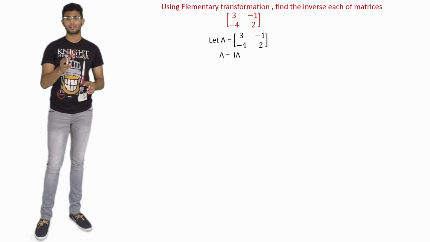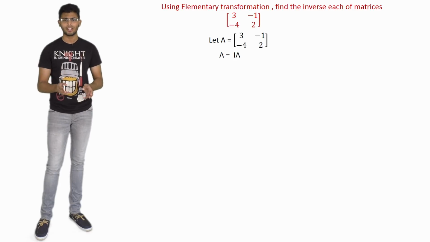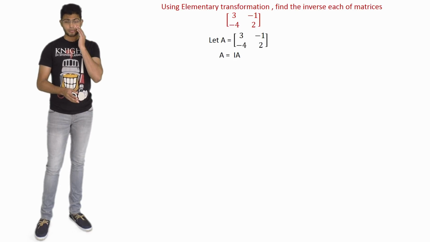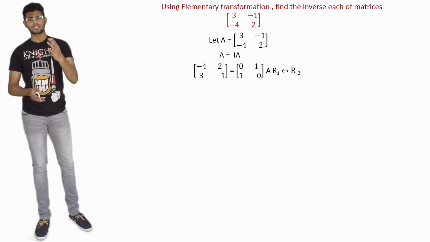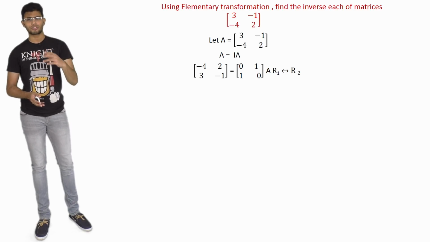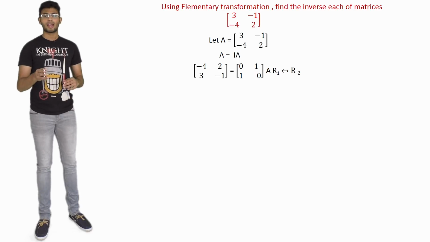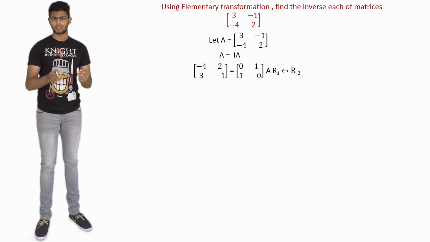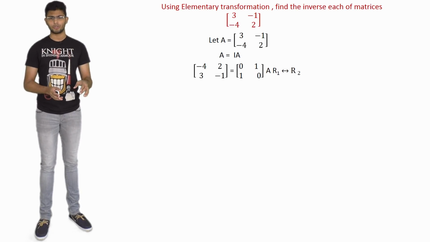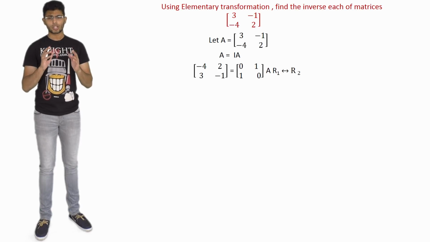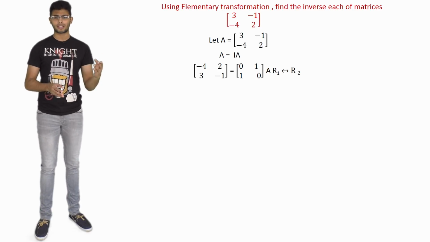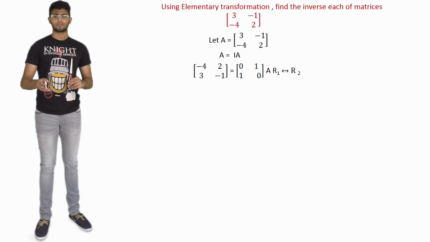Just remember that when you multiply an identity matrix with your matrix itself, what you're going to have is the matrix. So we're just going to substitute the values back into A, and it's going to substitute I. And over here, what we're going to do is swap R1 and R2. Remember that you have to swap R1 and R2 both in your LHS and your RHS.